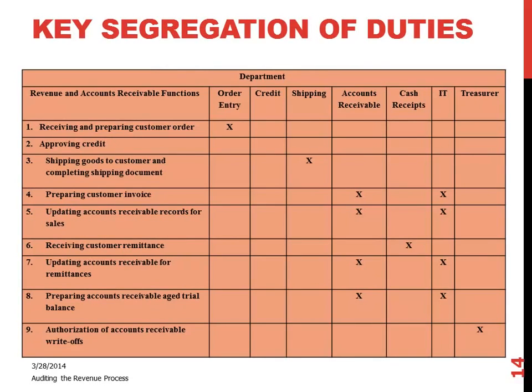So when we talked about segregation of duties on Wednesday, we did a short case, but typically what you'll see is a segregation of duties matrix. For each cycle or business process, and in this case we're talking about the revenue and accounts receivable functions, you look at the major functions in that cycle. In this case it's order entry, credit, shipping, accounts receivable, cash receipts, IT, remember IT on our segregation of duties chart, and the treasurer, right?